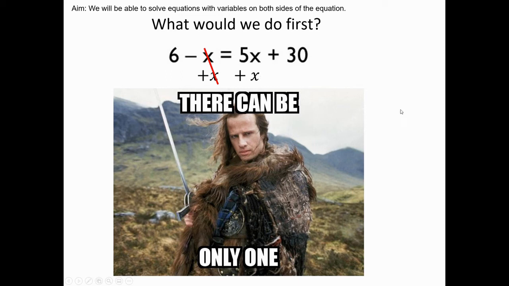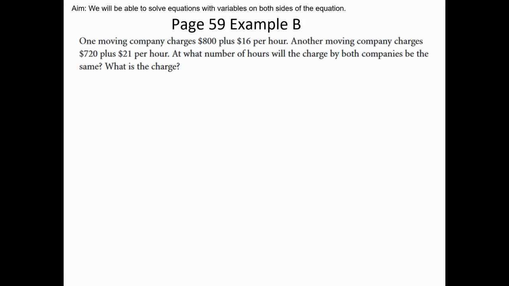But let's go ahead and try to create an equation that looks like this before we actually try to solve it. So let's take a look at this example for today. Go to page 59, and we'll go over example B, which should be the only example on that page. It says one moving company charges $800 plus $16 per hour, and another moving company charges $720 plus $21 per hour. At what number of hours will the charge by both companies be the same? And then what is the charge?